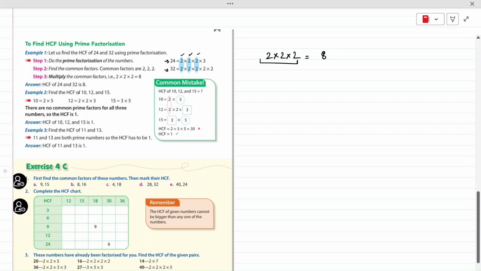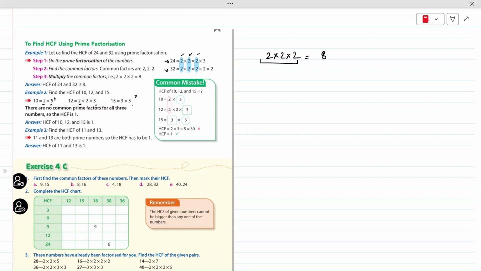Okay. Now similarly, using prime factorization, they have found the HCF of 10, 12 and 15. If you see here, the factors of 10 are 2 and 5. Factors of 12 are 2 into 2 into 3. This we have found using prime factorization. And factors of 15 are 3 and 5. Okay, so if you see here, kids, there is no such number which is common in all the factors of the given numbers. 2 is here, 2 is here, but 2 is not here. So we cannot take 2. 5 is here, 5 is not here, 5 is here also. But we cannot take 5 because it is not present in the factors of all three numbers.